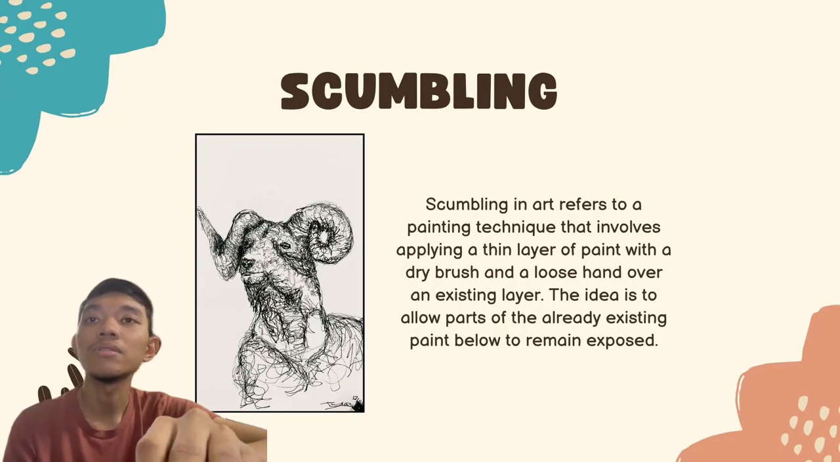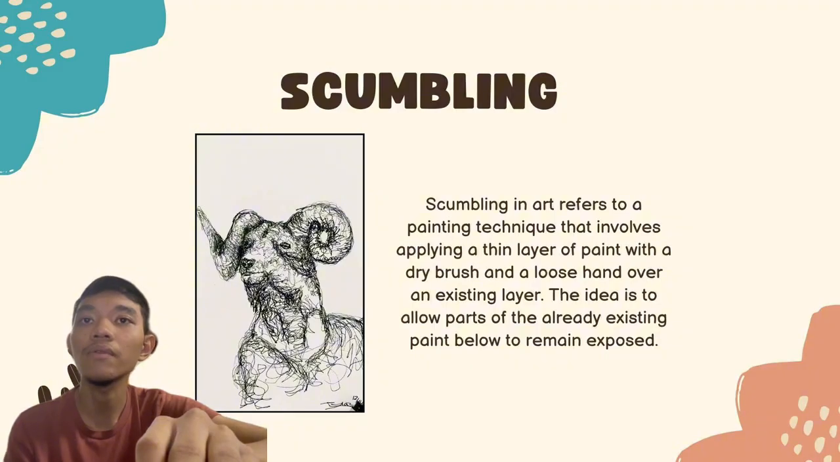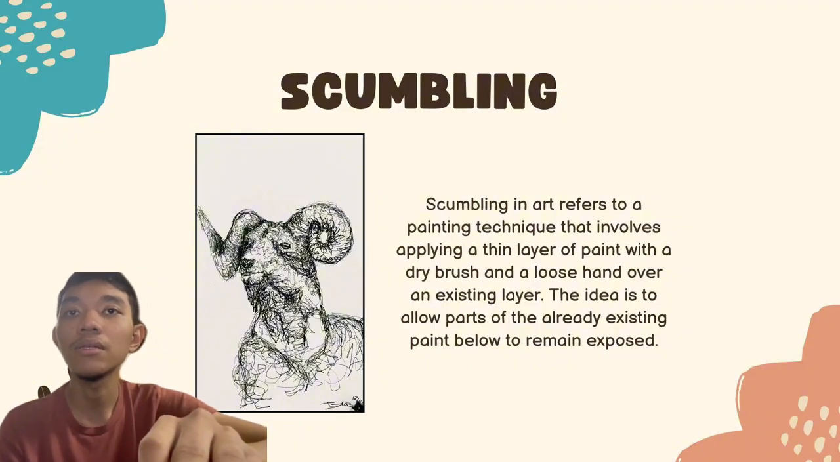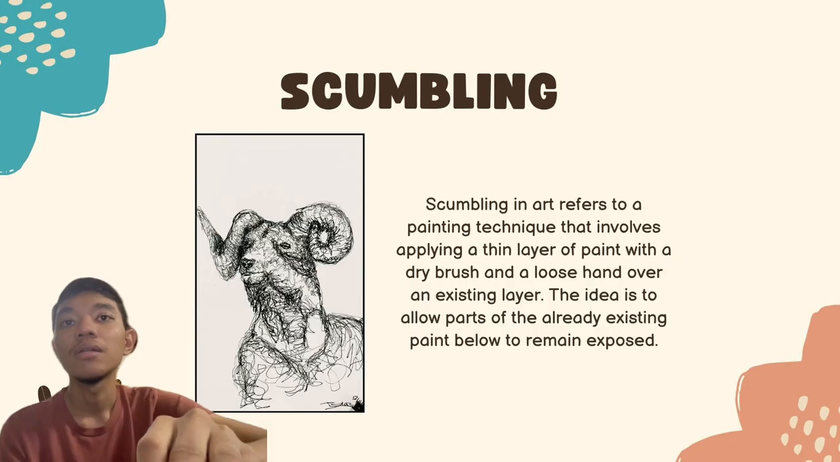Number 4 is scumbling. Scumbling in art refers to a painting technique that involves applying a thin layer of paint with a dry brush and a loose hand over an existing layer. The idea is to allow parts of the already existing paint below to remain exposed.